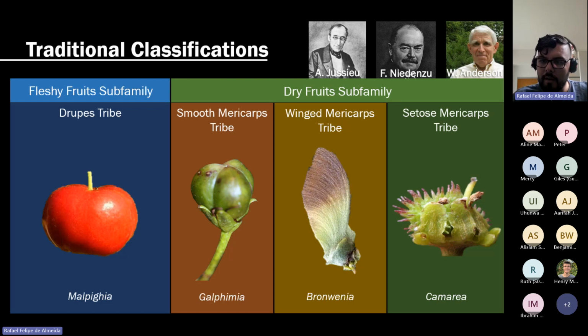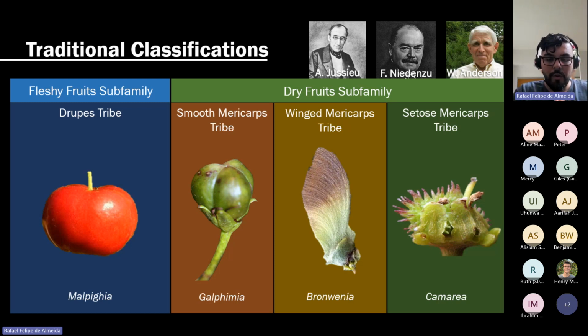Then we have a study from Franz Niedenzu in 1928, and a more recent study, which is not actually a study, it's a collection of different papers, studies and book chapters that kind of resemble a taxonomic classification, but it's not complete, and it was made by William R. Anderson, a North American taxonomist.